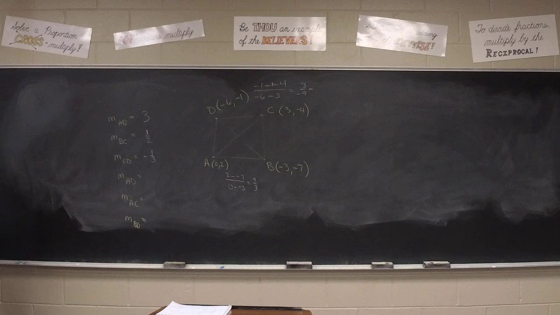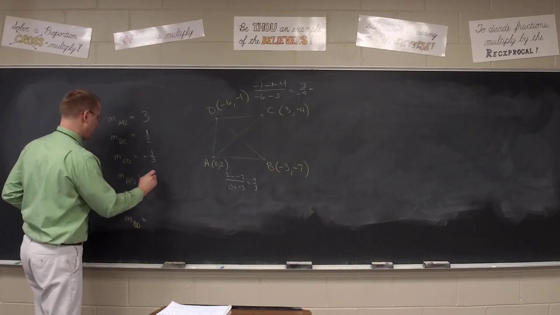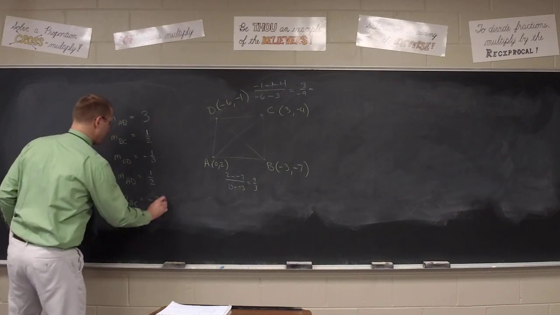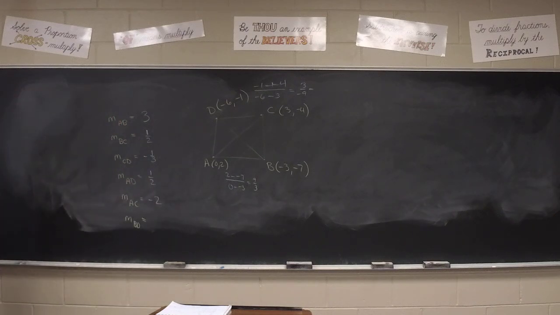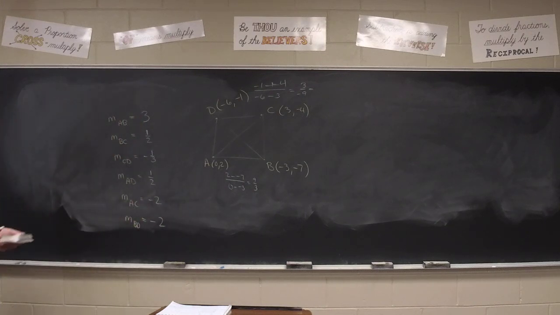Are you sure? Are you looking at CD on your paper? Mm-hmm. Okay. AD? AD, 1/2. That's correct. All right, what about AC? -2. That's correct. And what about BD? -2. And that's correct as well.